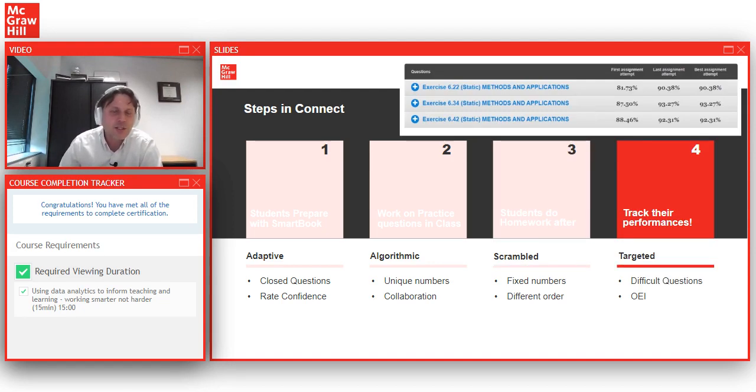I track the performance in two ways. Number one is I track the performance at the question level. And here's just a quick example of 3 questions from a particular chapter. And you can see all of them are doing really well. The best assignment attempt scores over 90%. In that case, I say, okay, good, you got it.